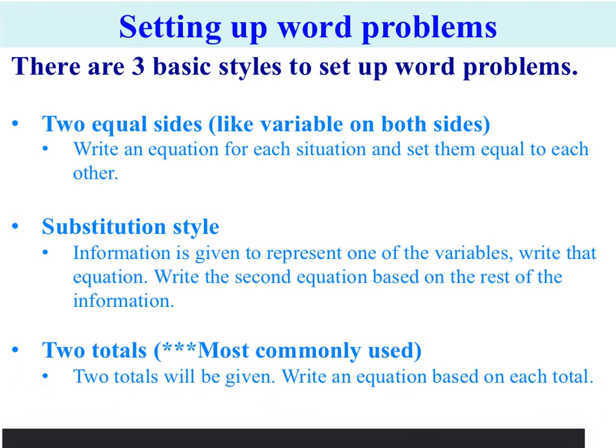And then the third one's your most common, and this is when you have two totals. This one I see probably 95 to almost 100% of the time, to be honest. You're basically going to be given two totals in the word problem somehow, and you're going to write an equation based off of each total. So if one of the totals is the amount of money Joe spends, that's his equation. Then the other one's the amount of money that Lisa spends, that's the second equation, and then you would solve from there.